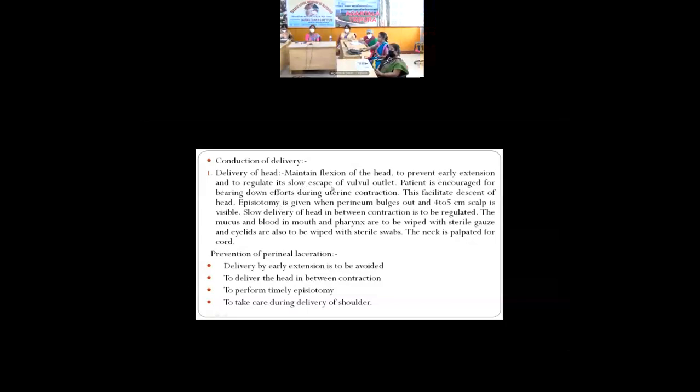Maximum flexion of the head to prevent early extension and to regulate its slow escape through the vulval outlet. Patient is encouraged for bearing down effort during uterine contraction. This facilitates the descent of the head. Episiotomy is given when the perineum bulges out and 4 to 5 centimeters of scalp is visible. Slow delivery of head in between contractions is to be regulated.